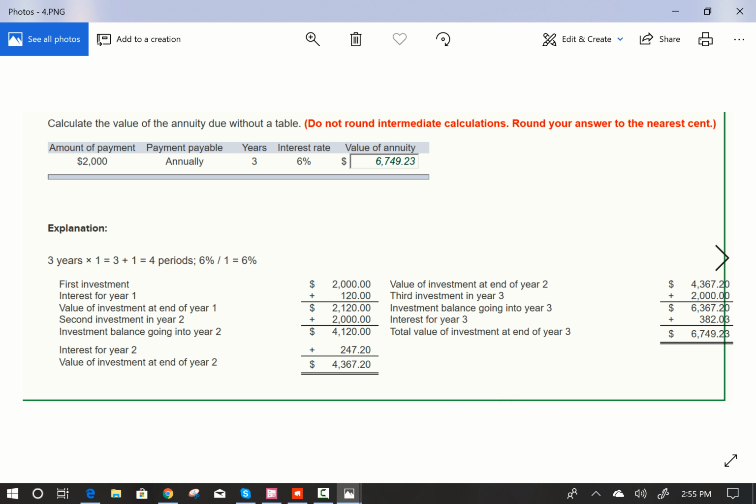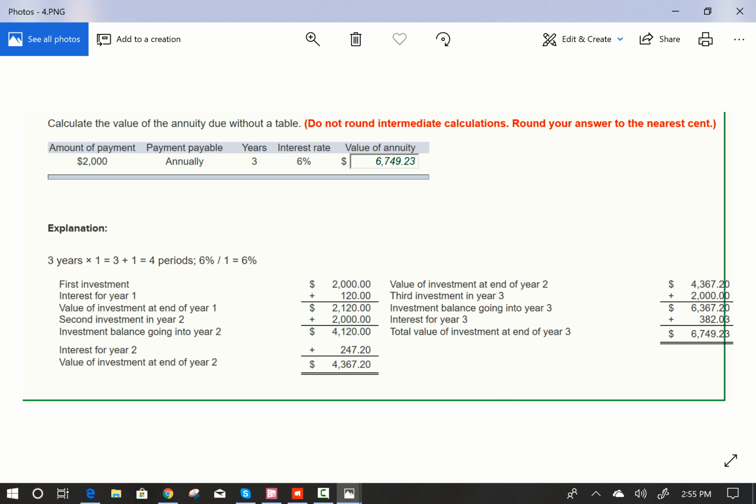Okay, calculate the value of this annuity due without a table. Remember that with annuity dues, you calculate the interest at the beginning of the year. So this is a $2,000 payment that we're making once a year for 3 years at 6% interest. Therefore, 3 years times once a year gives us 3 periods plus 1. We still have to calculate that plus 1 to give us a 4th period, and then subtract out the payment at the end.